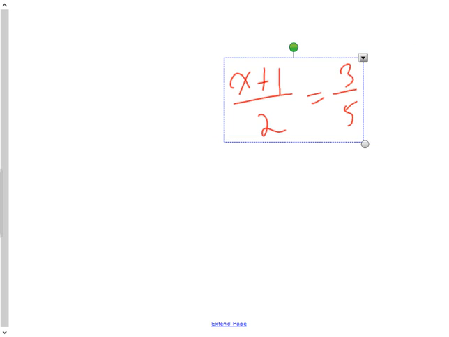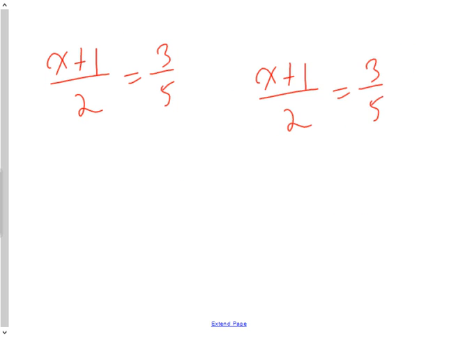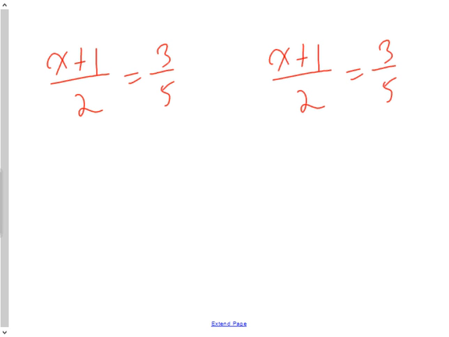Question 3 says Renee and Paul used a different method to solve this question. So they had x plus 1 over 2 equals 3/5. I'm just going to infinite clone this because it's going to save me a little bit of time here. So I'll just clone it, and I'll put it over here. Okay, so here's the 2 questions. And Renee, so this is Renee over here.